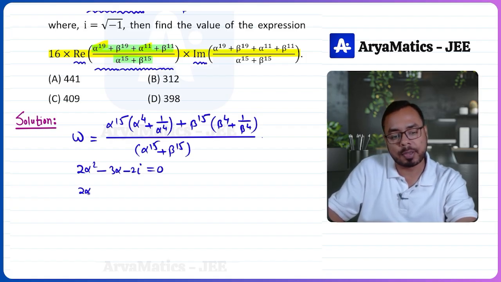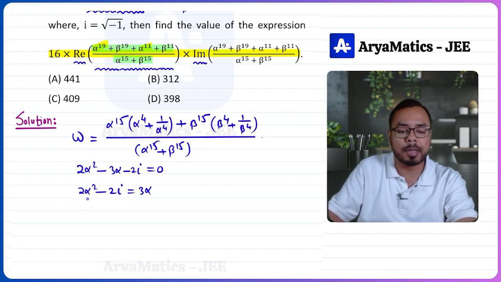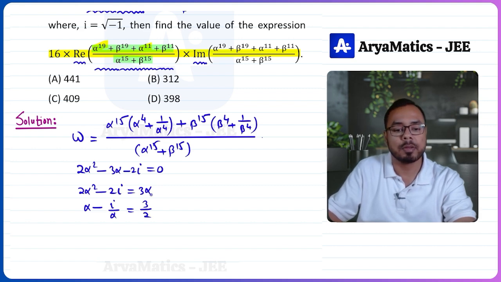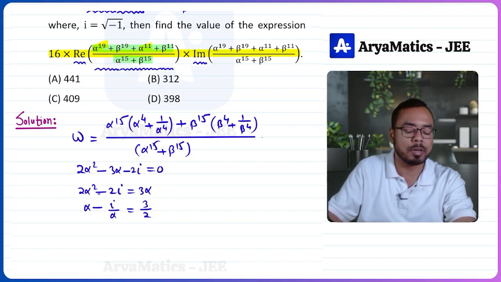So that means 2 alpha square minus 2 iota will be 3 alpha. Now divide everything by alpha and also take 2 common. So then it becomes alpha minus iota by alpha, and this will be 3 by 2. We have divided by alpha on both sides, and we have also divided everything by 2 alpha, right? So this is what we are getting.